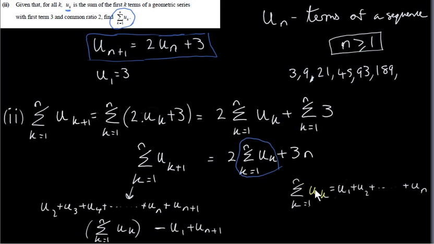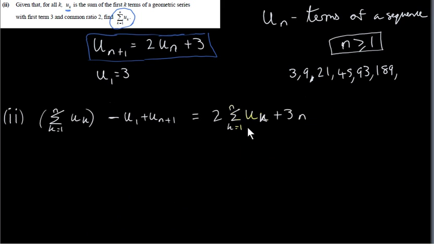So to get the left-hand side, we can start with this, subtract u1, subtract out this term, and add on un plus 1. And then we have the left-hand side. So now we can gather all the sigma uk's together. We have 2 of them on the right-hand side, 1 of them on the left-hand side. If I bring this one over to the right-hand side, I'll get 2 minus 1 sigma uk's, or just 1 sigma uk. Over here I'll have minus u1 plus un plus 1. If I shift the plus 3n over, it becomes minus 3n.